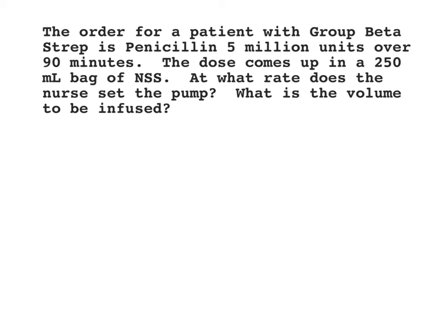Okay, so here's another dosage calc problem. We have a patient with Group Beta Strep, GBS. She's GBS positive. She comes into labor. She has an order for Penicillin, 5 million units, to be infused over 90 minutes. The dose comes up in a 250 ml bag of normal sterile saline. At what rate does the nurse set the pump, and what is the volume to be infused?